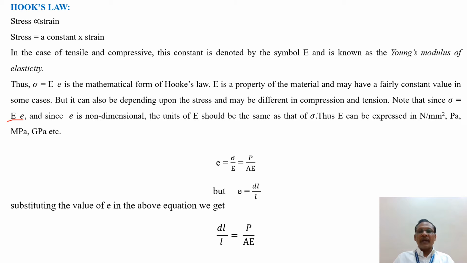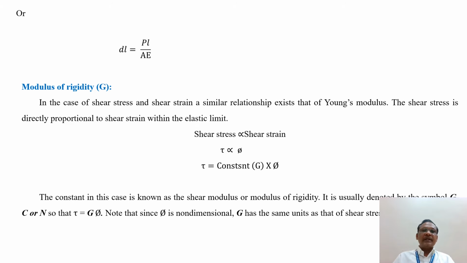Mathematically, you know that sigma is nothing but P upon A. So sigma is replaced by P by A, then the strain becomes P upon A into E. But you know that strain is nothing but change in length upon original length. By substituting the values of delta L by L in this first equation, you will get delta L by L is equal to P upon A E, or delta L is equal to PL upon AE. So this relation is very important while you are solving the numericals.